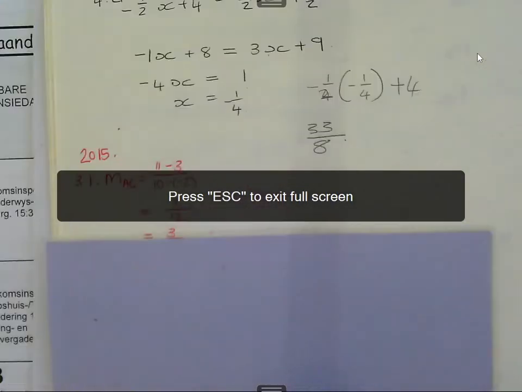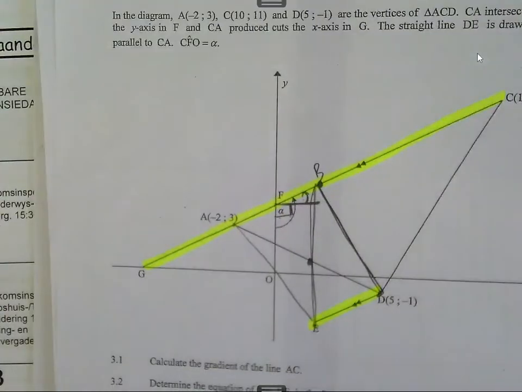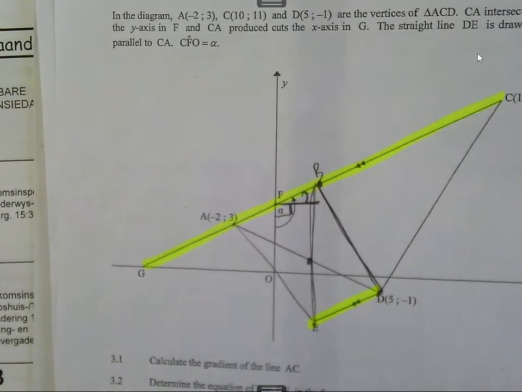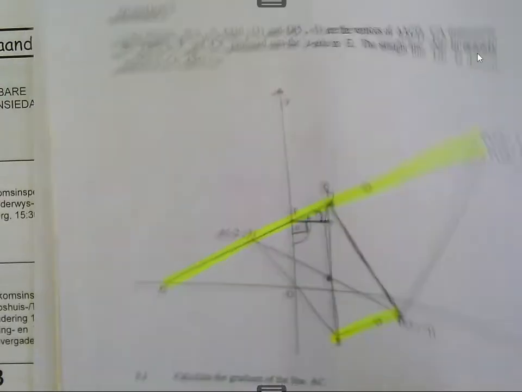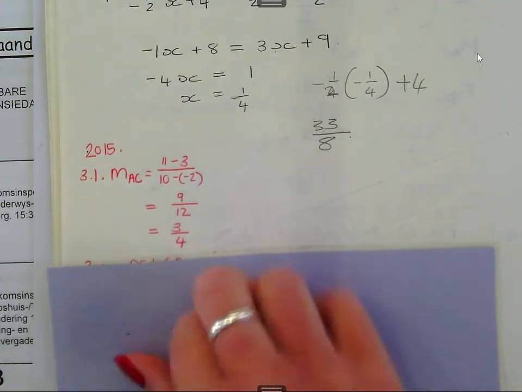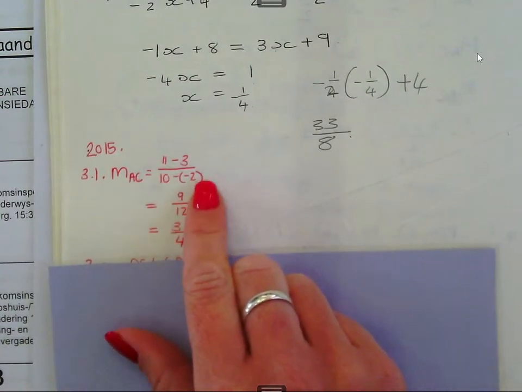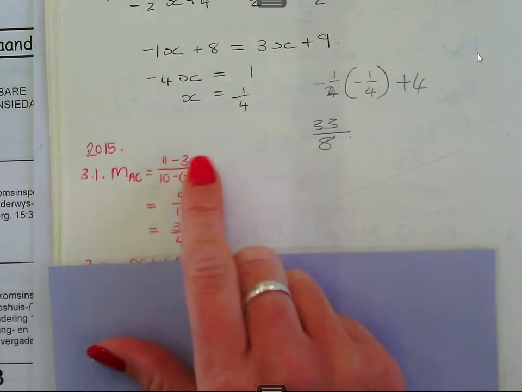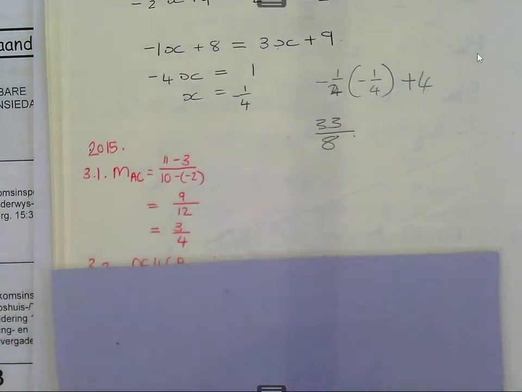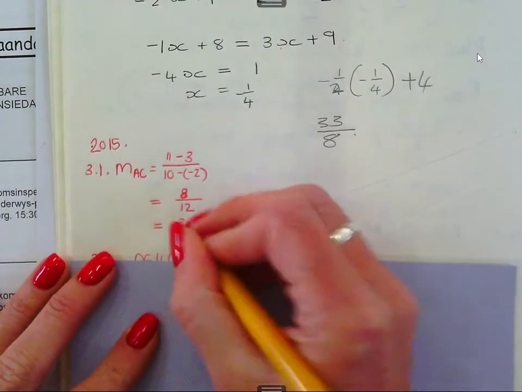Okay, let's start marking. So at the first one, they asked you to calculate the gradient of AC, which was straightforward. You had both of the coordinates. It was just substitution into the formula, and then you get 3 over 4. Did you get that? Why not? Do you have 11 minus 3, 10 minus negative 2? 11 minus 3, oh, that's 8. Sorry. Then it's 2 over 3.